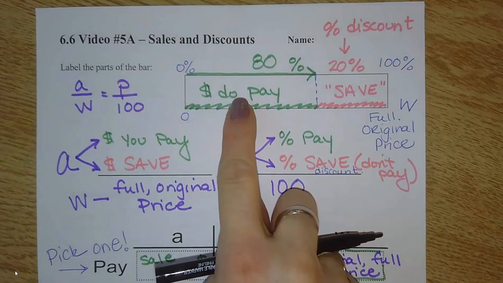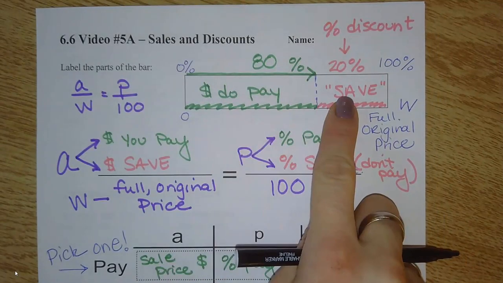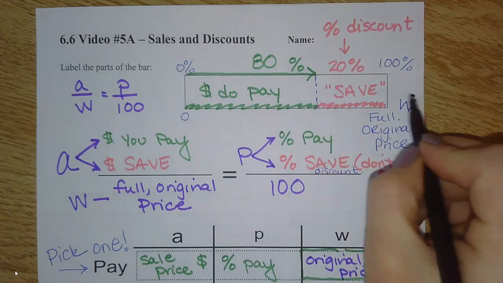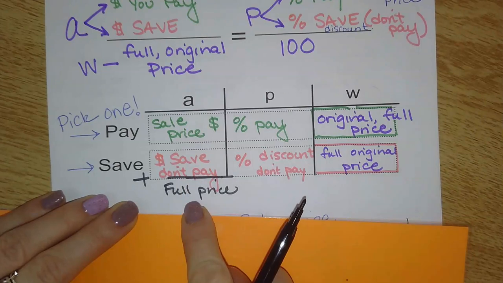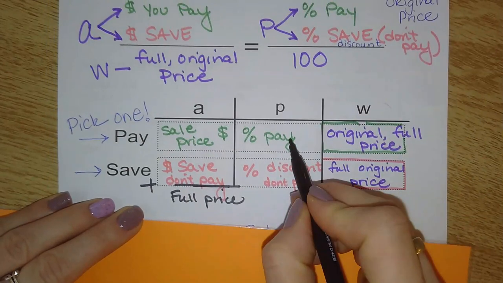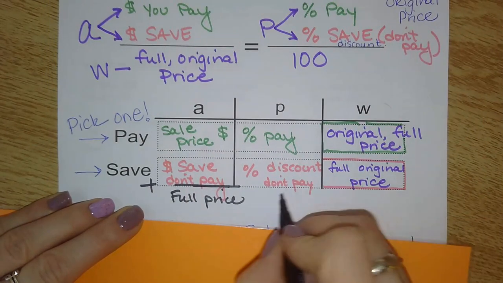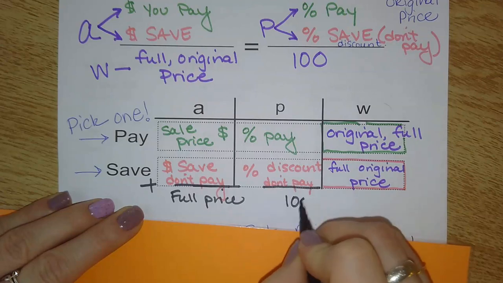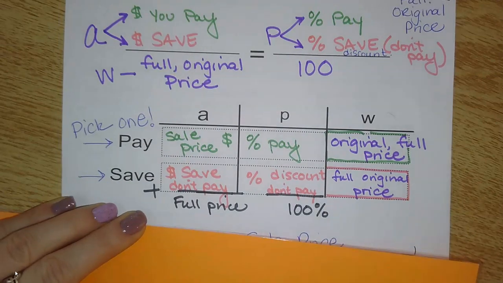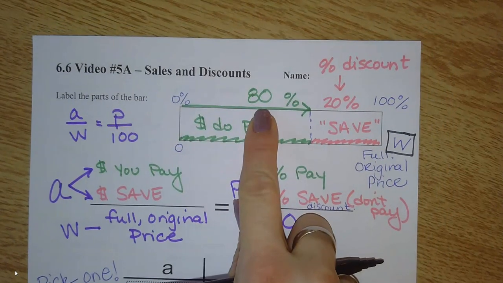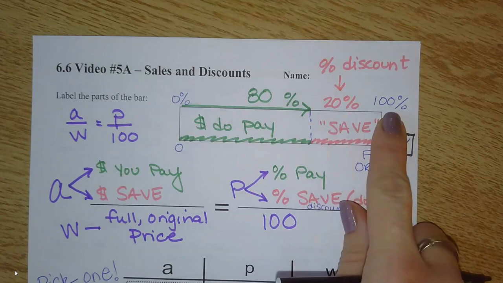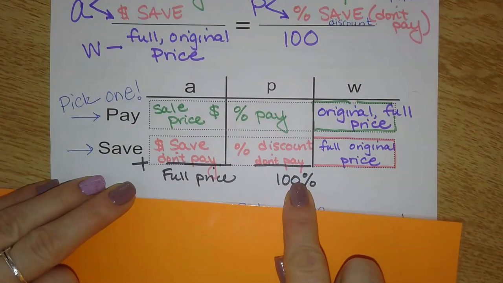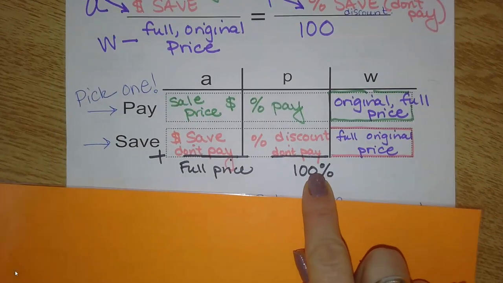Right? And that makes sense because this part of the bar and this part of the bar add up to make my full W, my full price. So these two numbers add up to the full price. Also, the percent you pay and the percent you don't pay have to add up to 100%. Also makes sense, right? If I pay 80%, I don't pay 20%, those two numbers together add up to 100%. Okay? So we're going to use that to do a little problem solving in some of these problems.